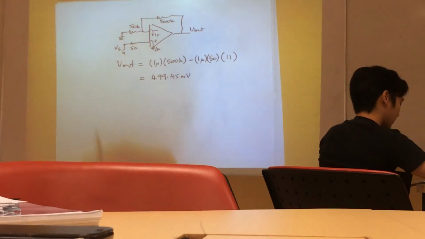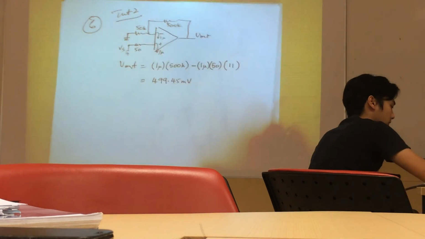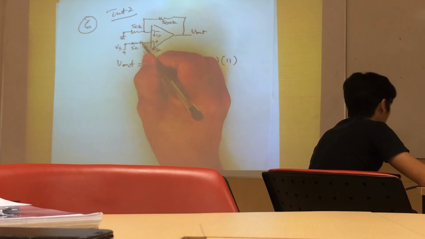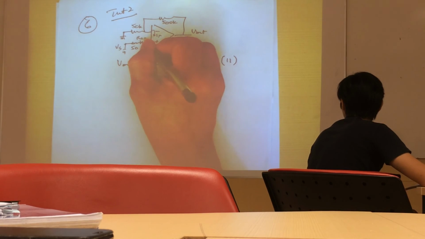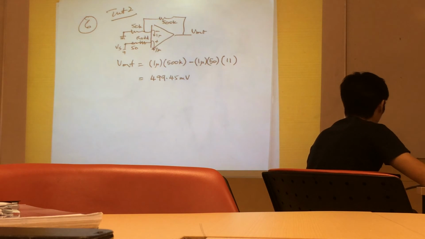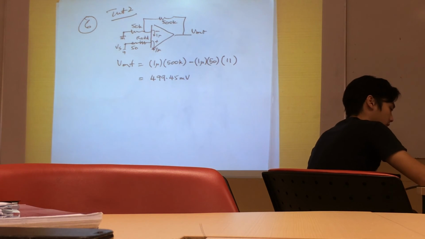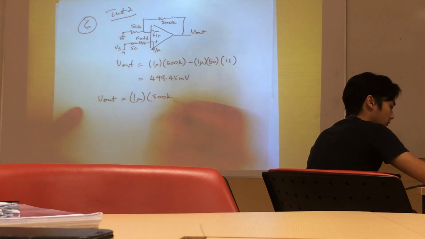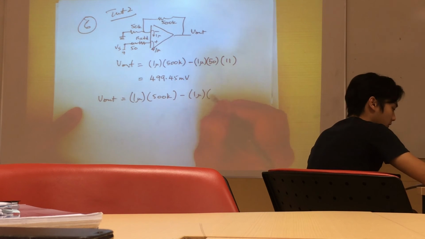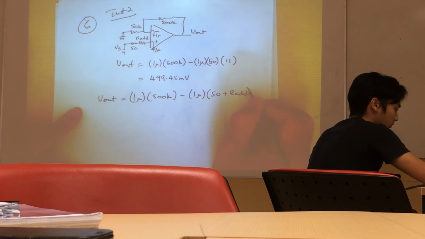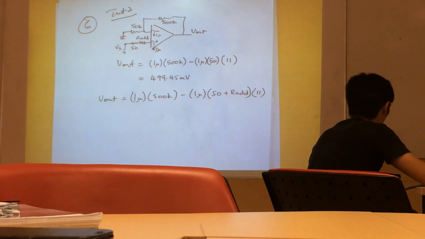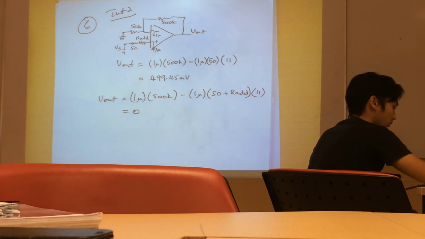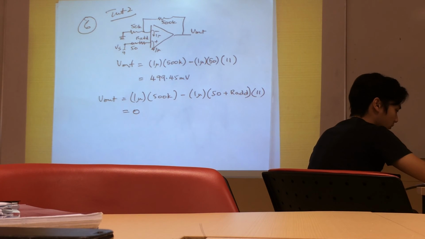Then in part 2 of this question, which is question 6 of tutorial 2, we are told that we want to add an additional resistor in series with this 50 ohm. So we're going to put in R additional in series with the 50 ohm such that the DC output becomes 0. So now the new V out is 1 micro multiplied by 500K, no change, minus 1 micro, still the same current, times 50 ohm plus R additional, times 11, which is your gain. We want to equate this to 0 because we want the minimum DC voltage at the output. So the minimum will be 0.